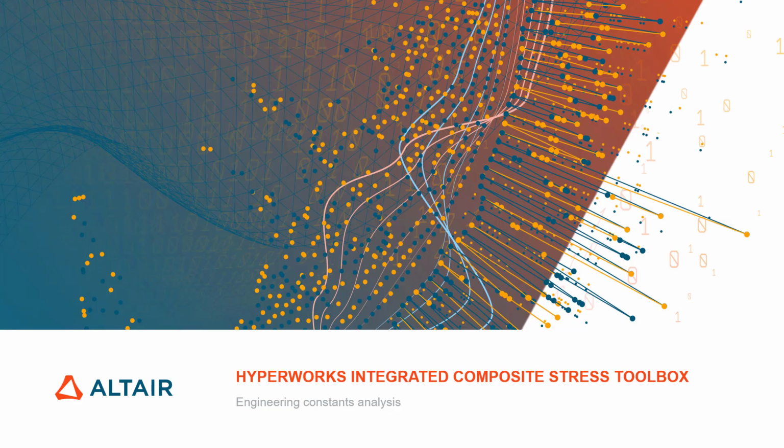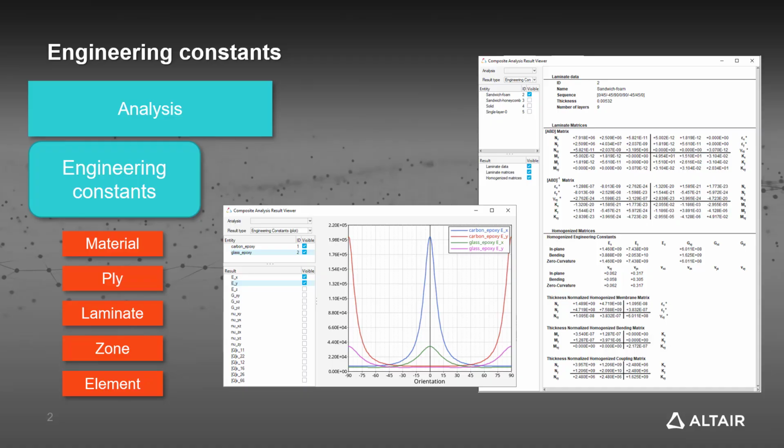In this video, we will take a look at the engineering constants analysis in its various forms. At first, let's take a look at an overview slide that shows us the entities that are covered. So you can do engineering constants analysis for materials, for plies, laminates, zones, and elements.